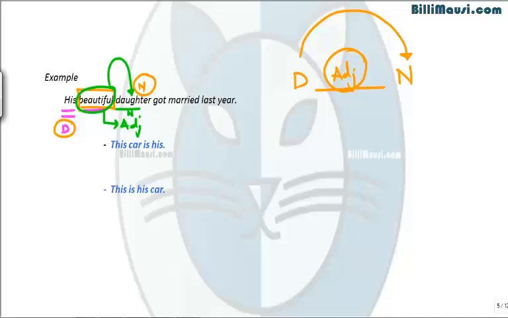This car is his. This is his car. In these two examples you can see there is a subtle difference. Let us try to write the parts of speech for each of these words. This car is his. "This" is a determiner of identity which is modifying the noun car. Is is a verb and his is a pronoun. In the next case, this is his car. Here "this" is behaving as a pronoun, is is a verb and his is behaving as a determiner of possession, and car is the noun. Here his is modifying nothing but the noun car.